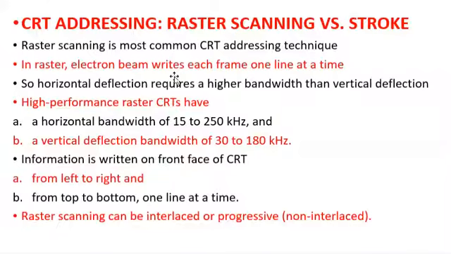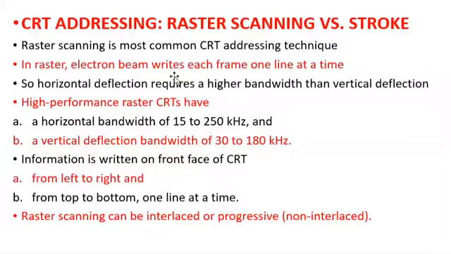Now this raster scanning is the most commonly used now in most of the systems, and in raster scanning, the electron beams write each frame line by line on the screen. That is, it finishes one row before it goes to the next one, and it starts from the upper position of the screen downwards. So in this case, since it writes horizontally, definitely the horizontal deflection we have seen requires higher bandwidth than the vertical deflection.